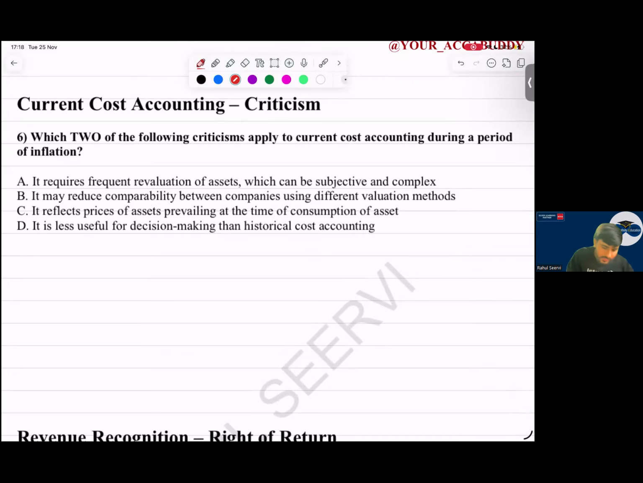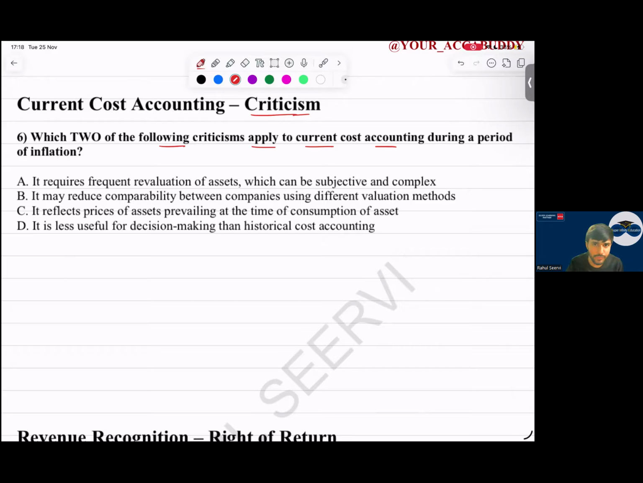Current cost accounting criticism. Now, when coming to this current cost, in your conceptual framework, we have seen two measurement bases. One is historic cost, one is current cost. Under current cost, we have fair value, value in use, replacement cost. And I mentioned that the advantages and disadvantages of current cost are very important. In the class, 5 to 6 days before only, we have revised this one. Which two of the following criticisms apply to current cost? They are asking which of the following are criticisms, disadvantages.